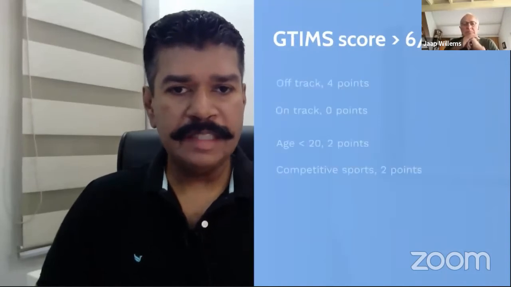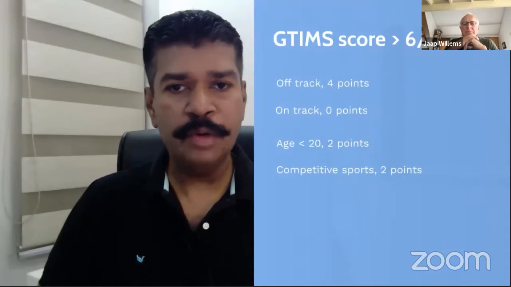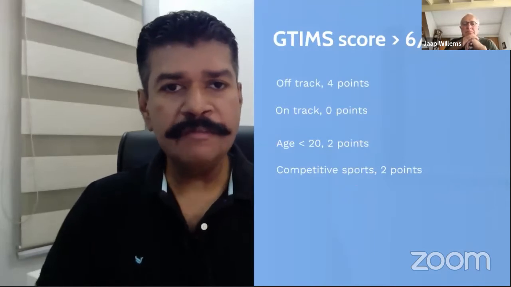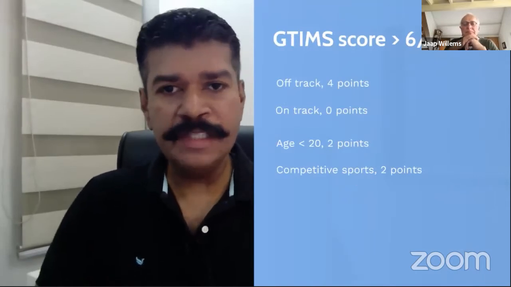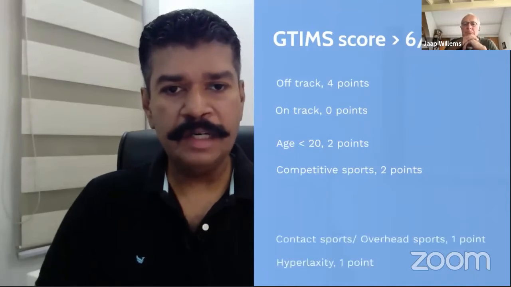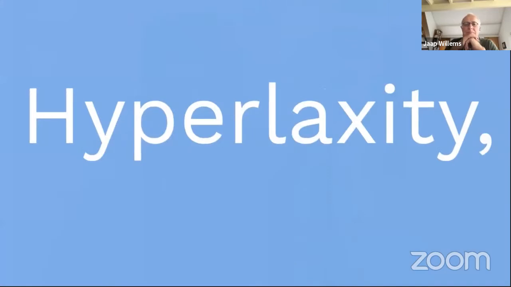These days, in fact, I use the GTIMS score as popularized by Giovanni Di Giacomo's group. Now, it essentially looks at the same parameters. The only difference is that an on-track Hill-Sachs is given 0 points. So instead of the X-ray, you use the CT scan. And the off-track Hill-Sachs is given 4 points. The same age less than 20 being given 2 points, participation in competitive sports, contact sports and hyperlaxity. The rest all is the same as the ISIS score. And again, as I pointed out, this hyperlaxity is shoulder hyperlaxity.